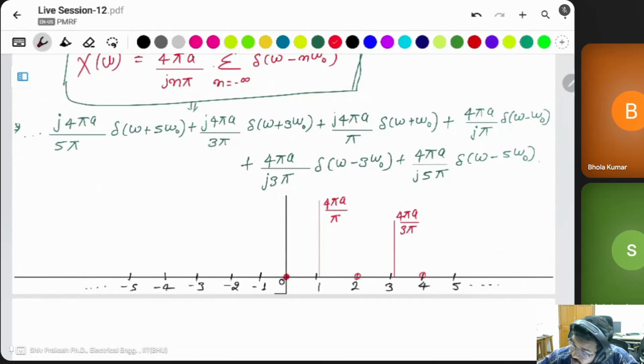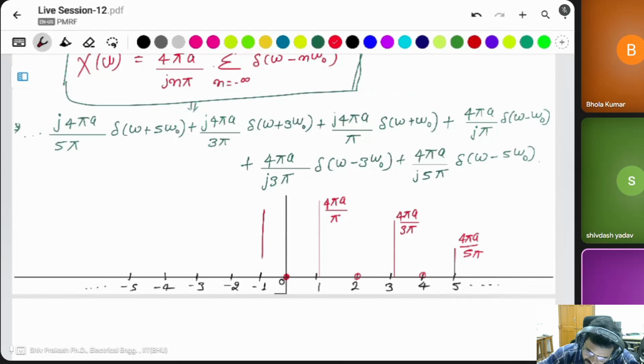At 4 it is 0, even function. At 5, 4 pi a divided by a 5 pi. On the negative side, same thing, the magnitude will be the same. This will be 4 pi a divided by a pi.